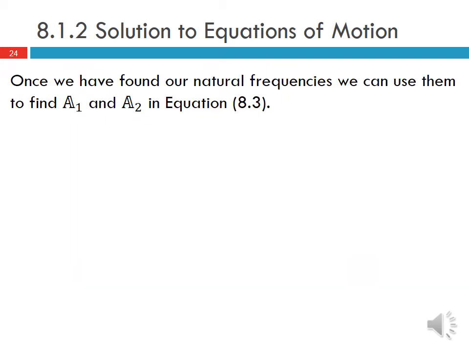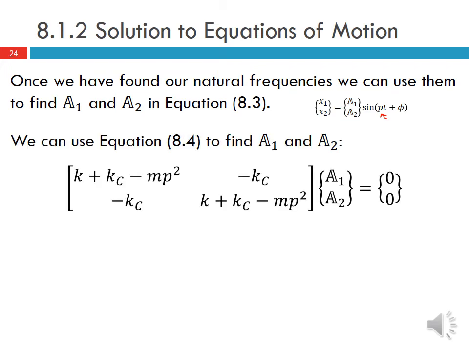So once we've found our natural frequencies, we can use them to find a1 and a2 in our equation. Recall this was our equation for the response of the system. So far we've only found p, so we need to do a little bit more work to be able to get the whole response of the system. We can use equation 8.4 to find a1 and a2. So this was our equation 8.4.